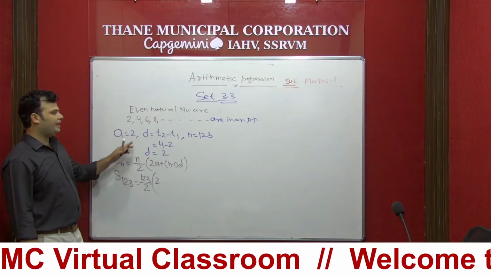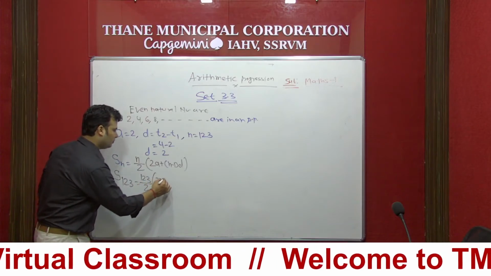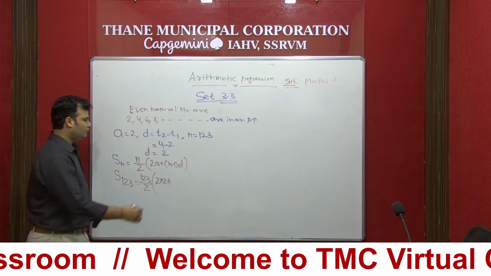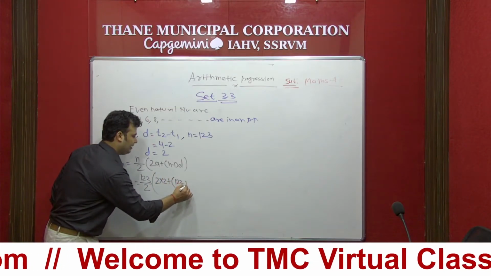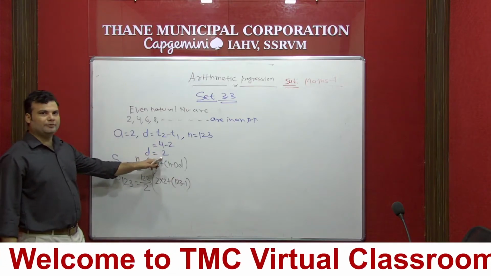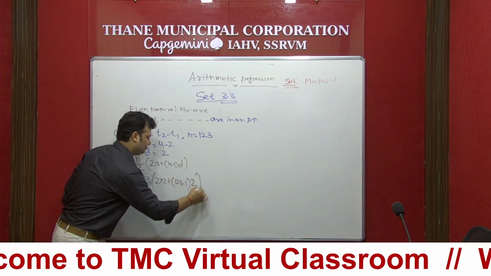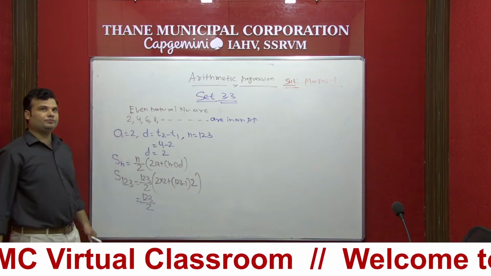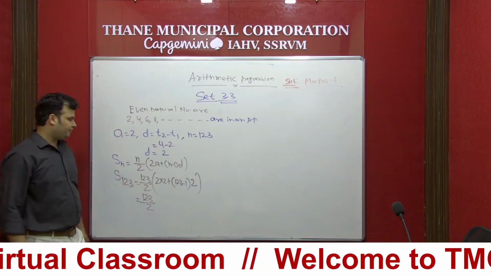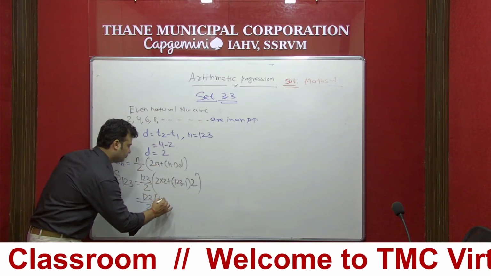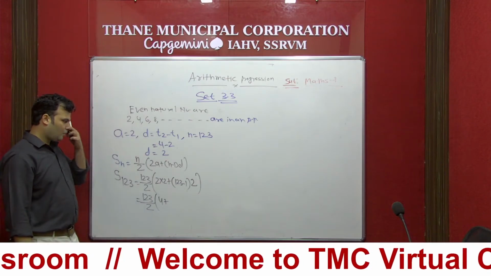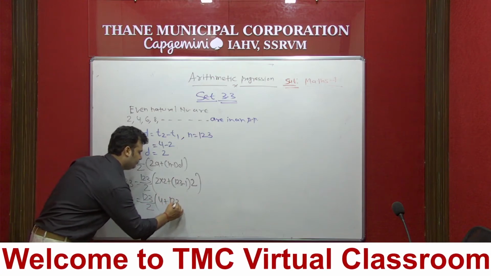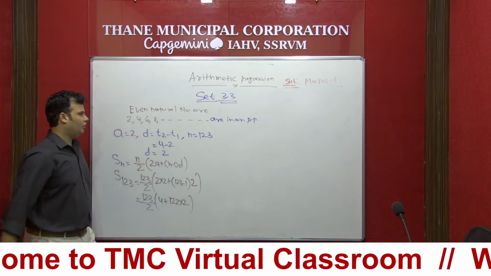So what is the value of a? a is given 2, plus n minus 1 d. So n is again 123 minus 1 and d is given 2. So in place of d we can put the value 2. Now we have to solve 123 upon 2. 2 into 2 is 4, plus 123 minus 1 is 122, into 2. Now we have to solve the bracket part.